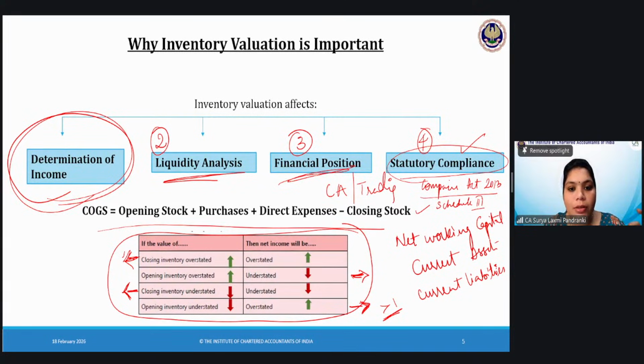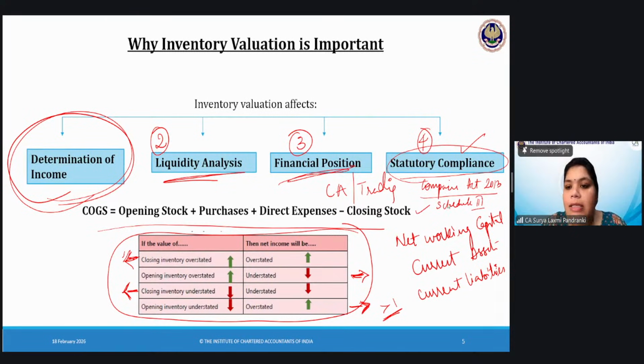Yashi has some question. Yeah, Yashi. Hello, ma'am. Ma'am, can you explain statutory compliance in Hindi? Oh, can you be a little louder? I can't hear you. Can you explain it in Hindi? Which one do you want me to explain again? Statutory compliance in Hindi.